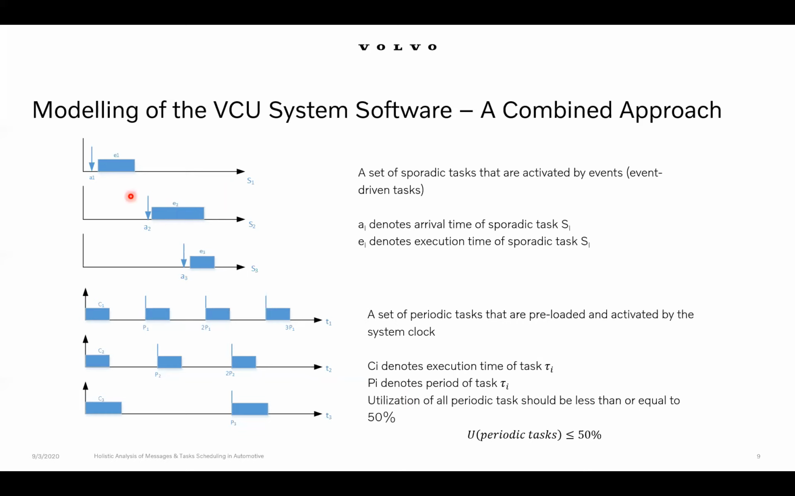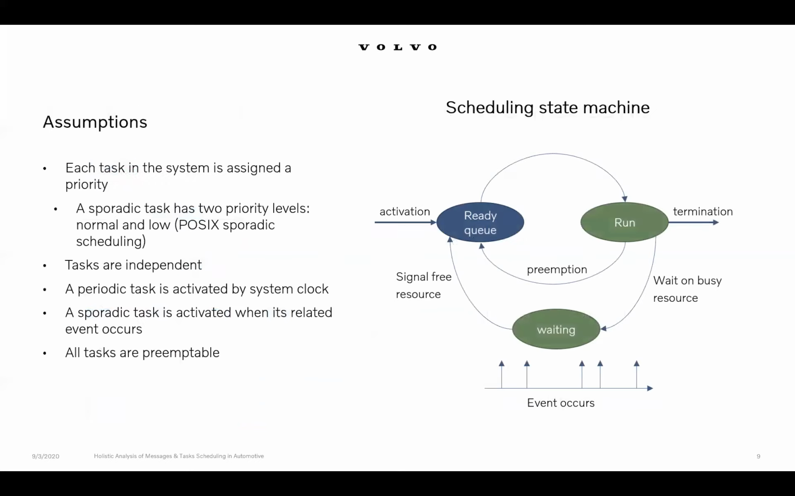So another part of this system is a set of the aperiodic or sporadic tasks that are associated with the sporadic event. Those have arrival time and execution time only. Now, we make some assumptions before we do any evaluation. We assume that all tasks are independent, so there's no dependency between the tasks in the system. Each task in the system is assigned a unique priority.